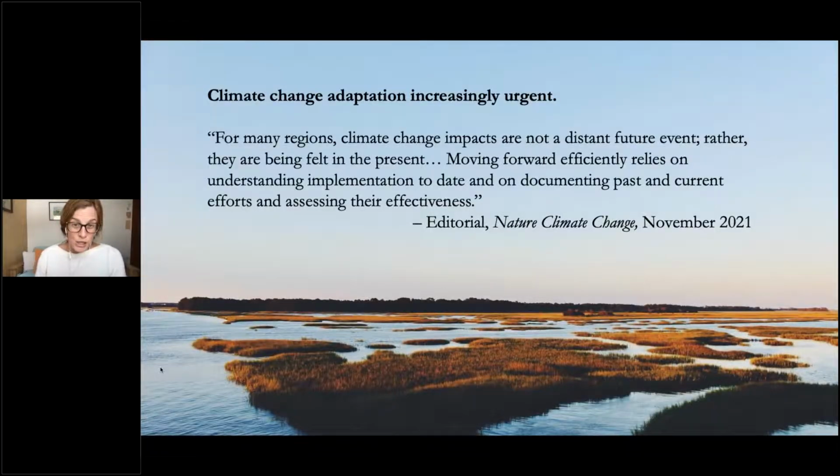For many regions, climate change impacts are not a distant future event. Rather, they are being felt in the present. Moving forward efficiently relies on understanding implementation to date and on documenting past and current efforts and assessing their effectiveness.